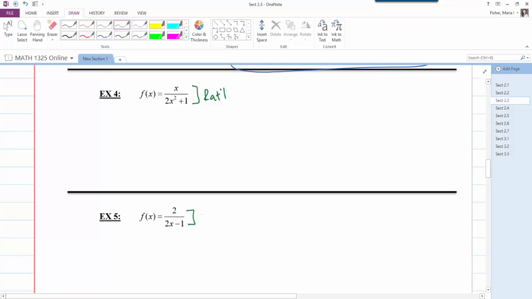Because of the fractional bar, rational functions are continuous everywhere except where the denominator is equal to 0. So how do I find out where it's discontinuous? Again, you set that denominator equal to 0 and you solve for x. So in example 4, 2x squared plus 1 is equal to 0.